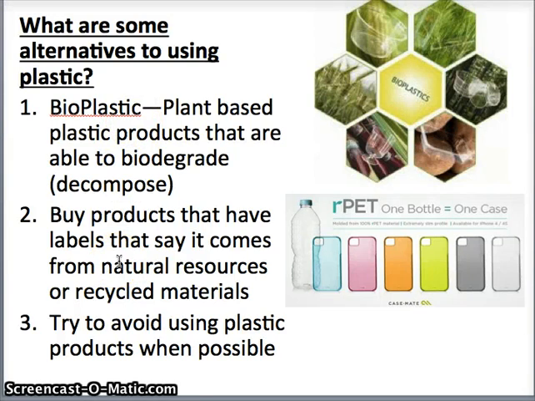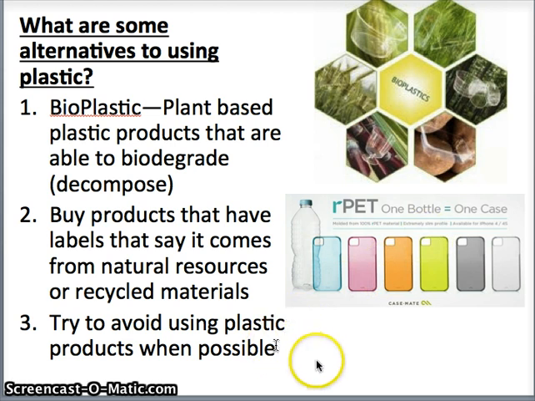Second, you can buy products that have labels that say it comes from natural resources or recycled materials. Just being conscious of what kinds of plastic products you buy or where the plastic comes from makes a big difference because your money is determining what kinds of products are continuing to get made. And the more people buy or favor recycled products, the more recycling is going to happen, and there's going to be more money put into actually trying to recycle the other types of plastic.